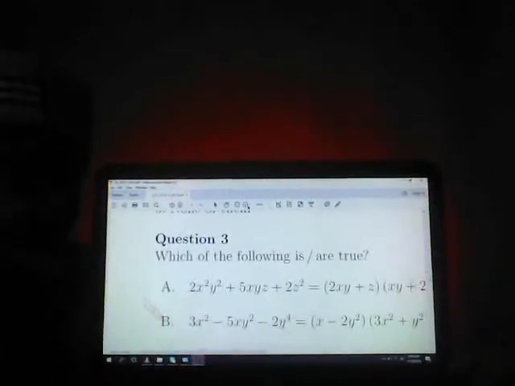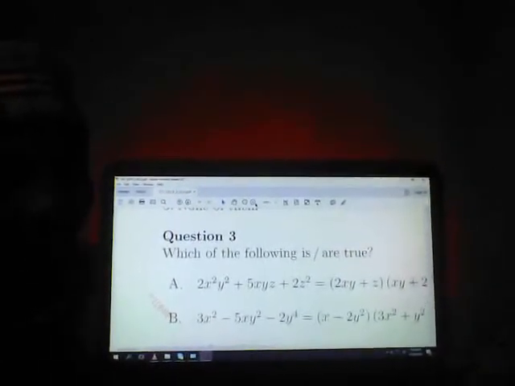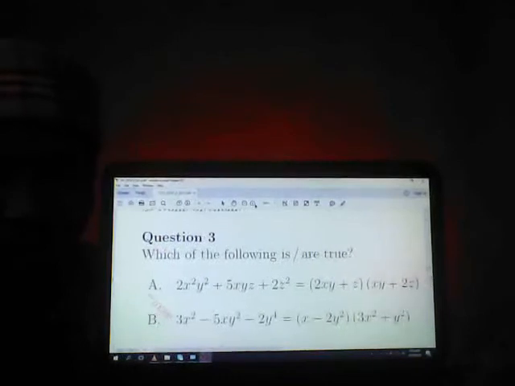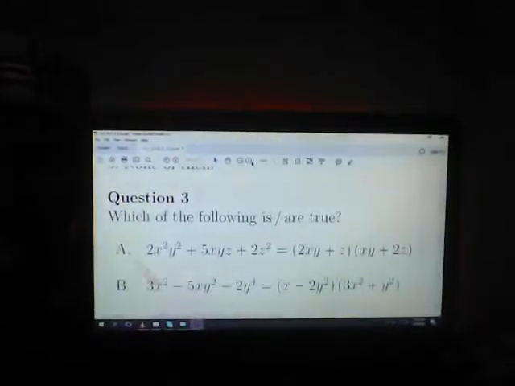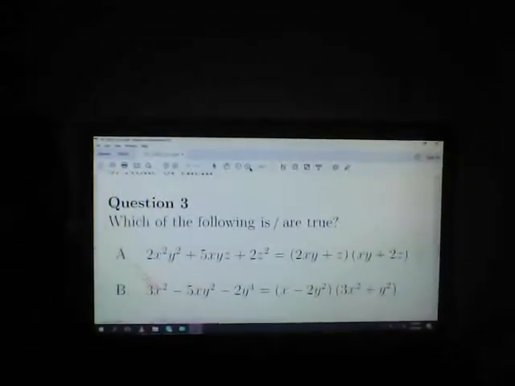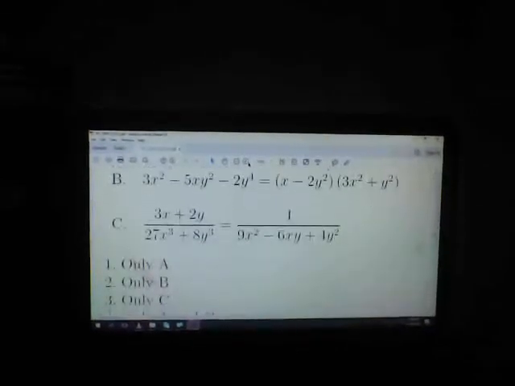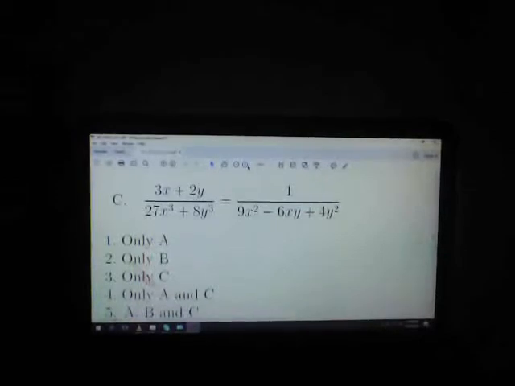Okay. So they say, which of the following are true? That's the first one right there, second one, third one, and then A, B, C, and we have to prove which one is true, A, B, or C.